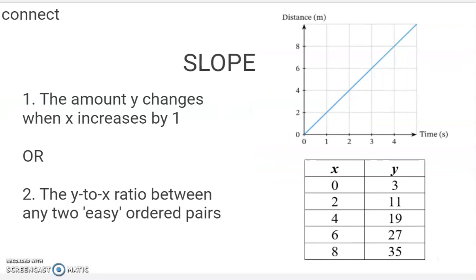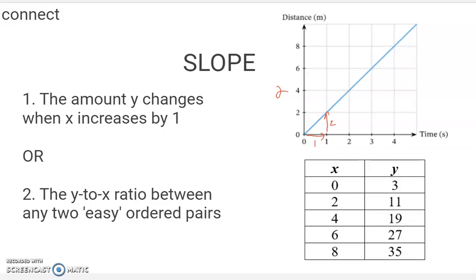And we've also been talking about slope, which is the amount y changes when x increases by 1. So in this case here, when x increases by 1, y increases by 2. So the slope would be 2. Or it's the y to x ratio between easy ordered pairs.